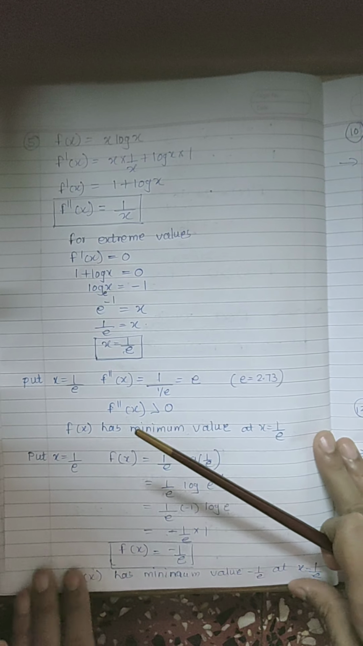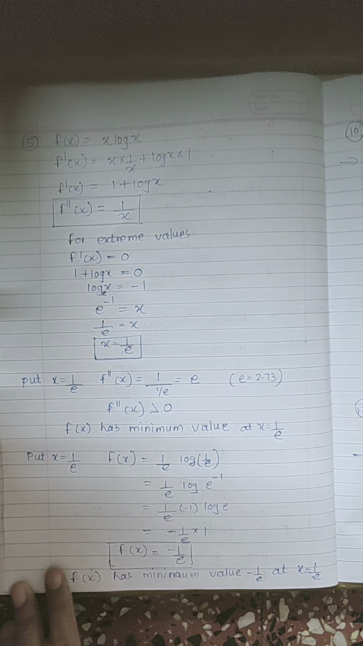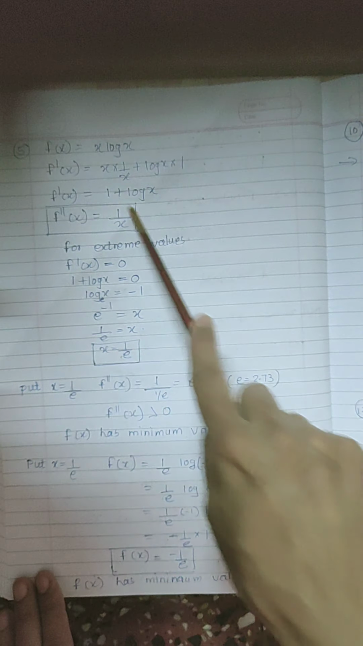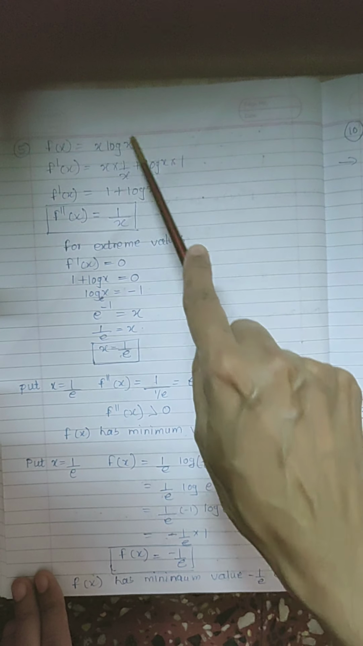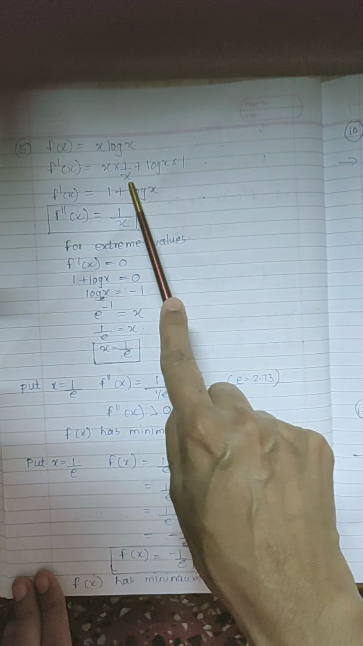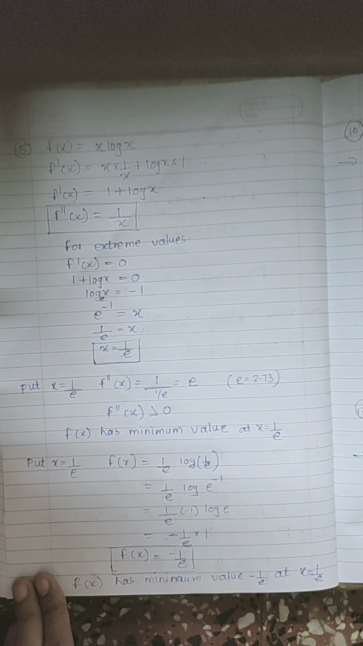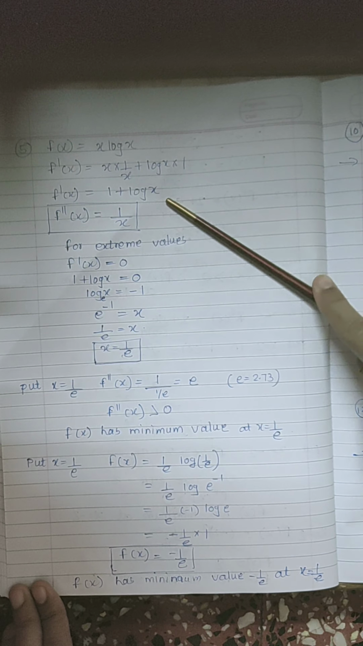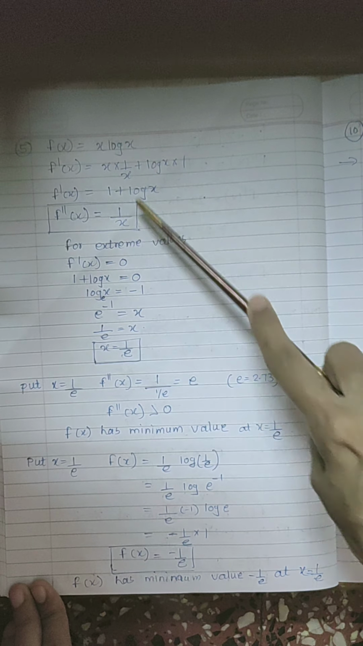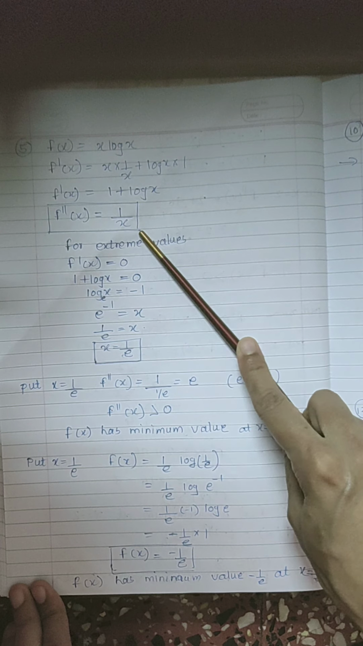Now see, one logarithm sum in that only. So in that fifth sum, f of x is equal to x log x. Our first step, find f dash of x. F dash of x is, use product rule, x into 1 upon x plus log x into 1. So x gets cancelled. F dash of x is equal to 1 plus log x. Second derivative, derivative of 1 is 0 and derivative of log x is 1 upon x.